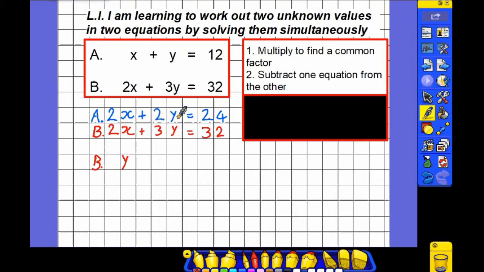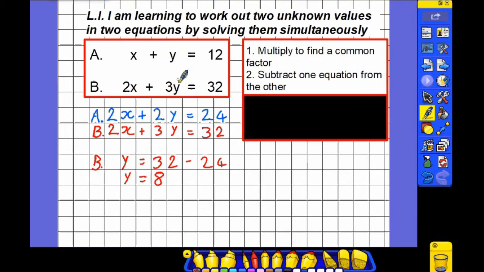Okay, so we should be working out what y is then. y equals, well, it's going to be 32 take away 24, the answer to which is 8. So this tells us here that y in both of these equations must be 8.